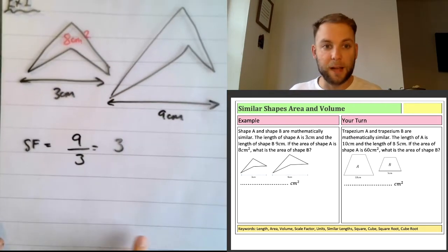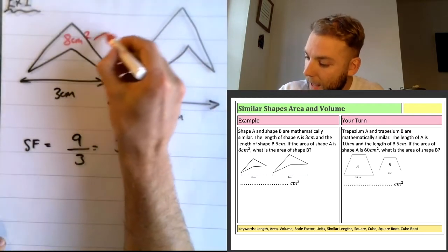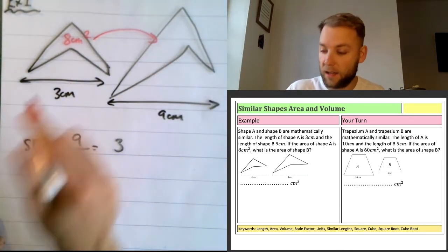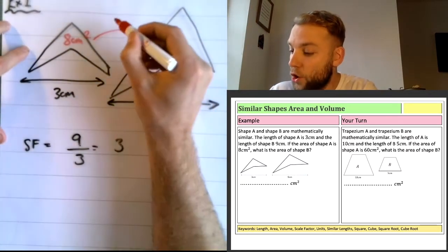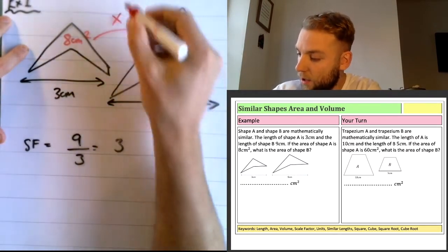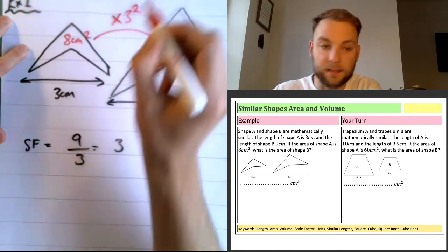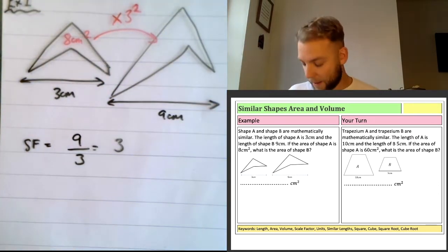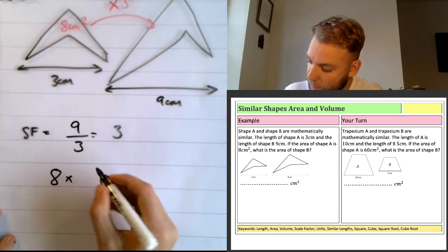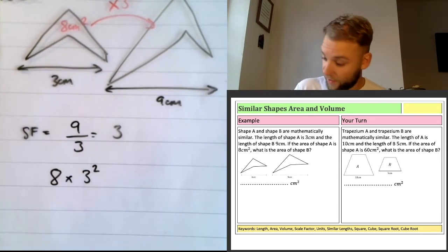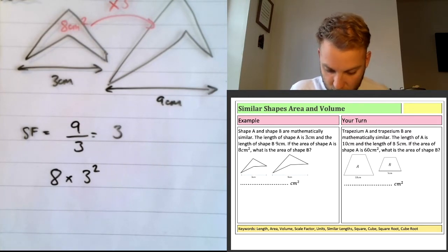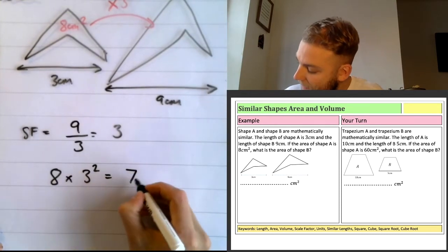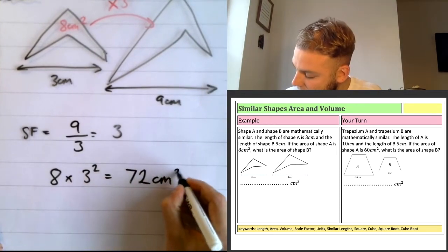So if I want to find my larger area, I times by the scale factor, use the units to help you, the scale factor squared. So times by 3 squared, like so. Going from small to larger, I times by the scale factor squared. So in this case, it's going to be 8 times by 3 squared. Very similar to the example we had, wasn't it? So 8 times by 3 squared, which is equal to 72 centimeters squared.